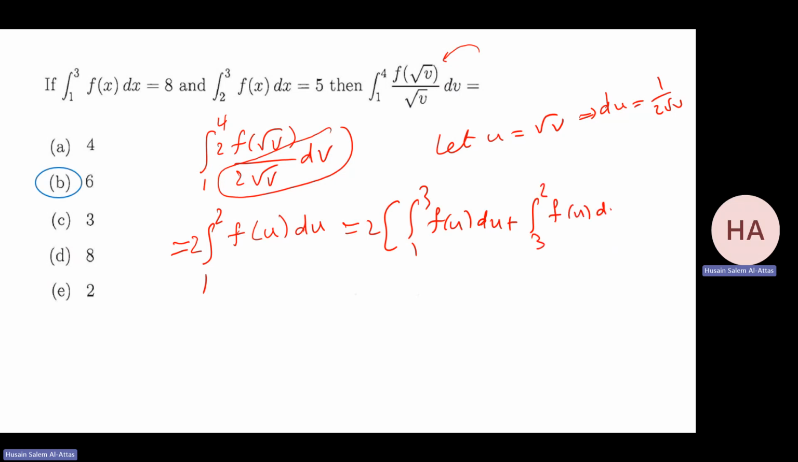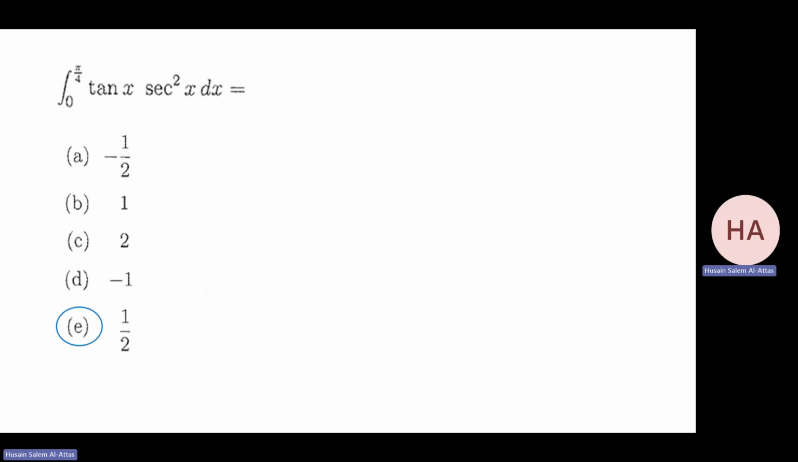f of u du, by properties of the integral. That will be 2 times, I have 1 to 3 is 8. This one I have the opposite, so it will be minus 5. So the answer is 6, which is this one.